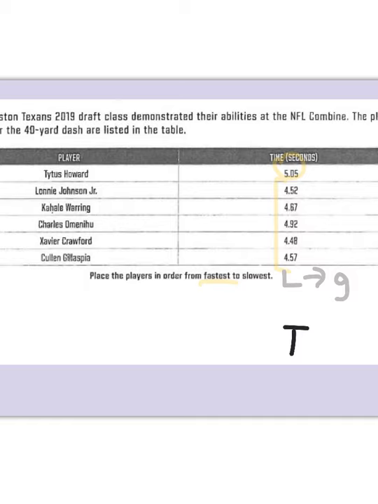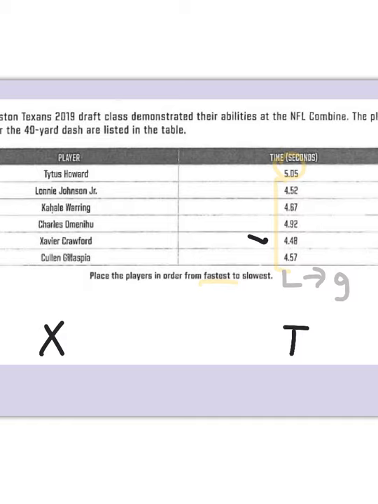So I need to look at the numbers behind the decimal. Which one is the smallest? So hopefully you said 48. So I'm going to put Xavier, X for Xavier. So I'm done with Xavier. He is the fastest time.